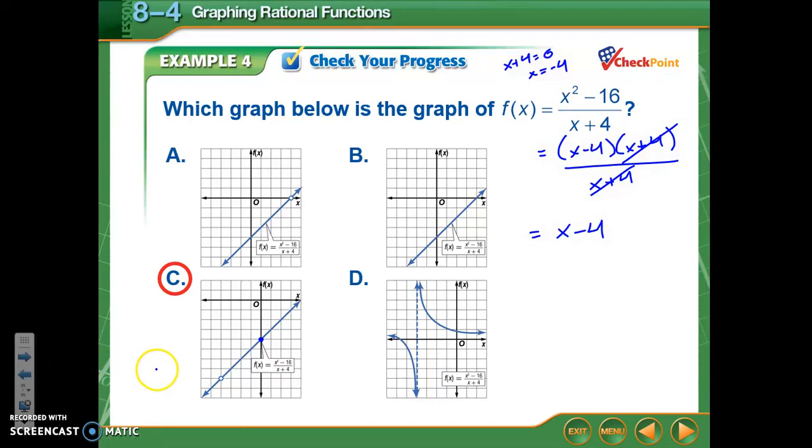So things you should be able to remember from this section: vertical asymptotes, horizontal asymptotes, oblique asymptotes, and holes, which are also called point discontinuity.